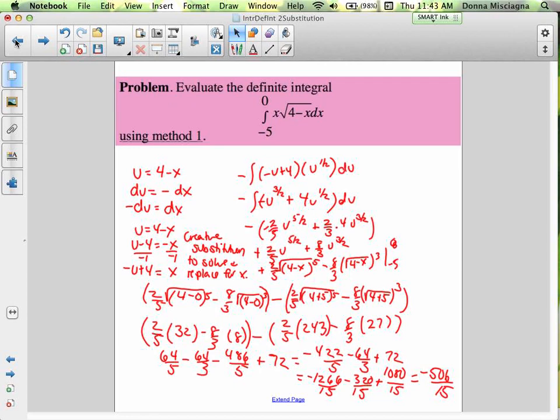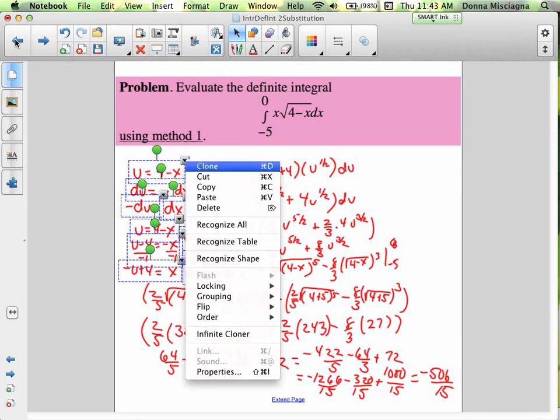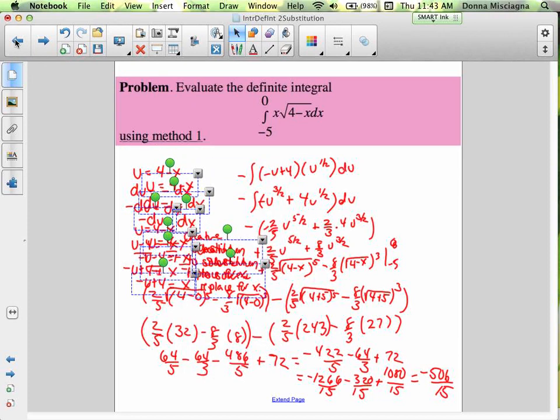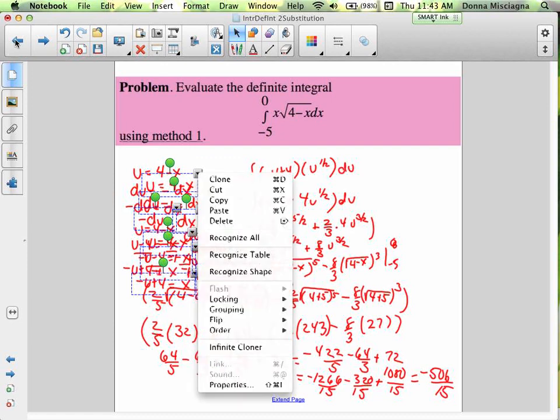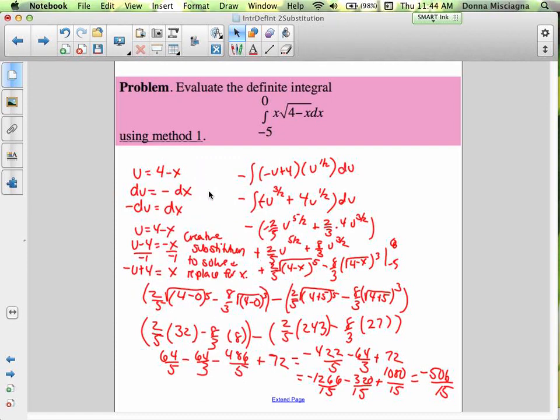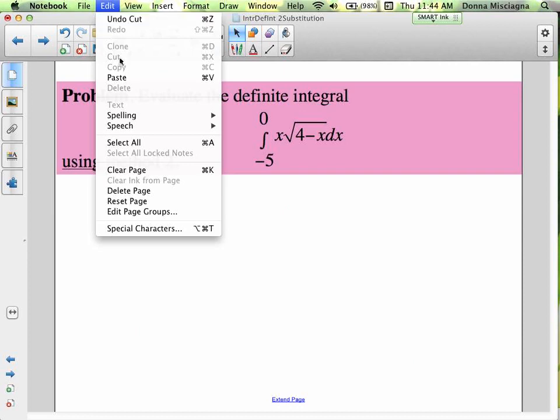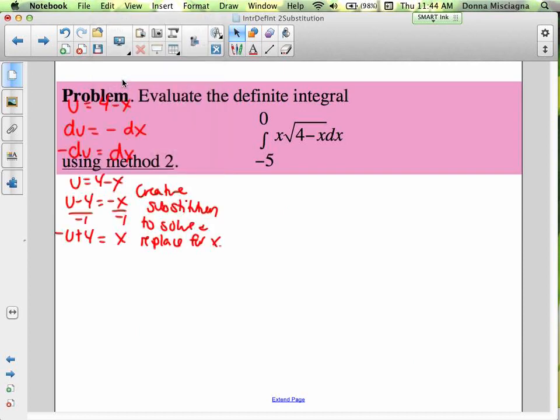Remember, we had to use the creative substitution to solve and replace for x, right? Because this is not just a chain rule. So we're kind of using this creatively. So we will cut and move this over here. So let's just look at how this problem would be different if we use method 2. We'd already have done everything else.